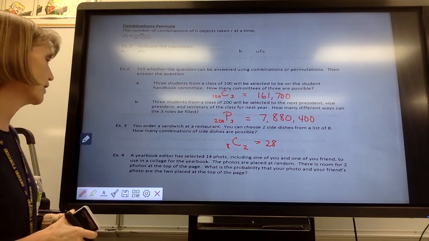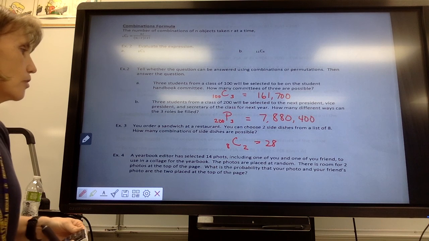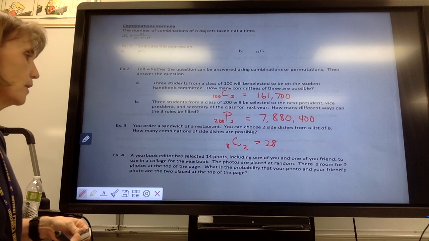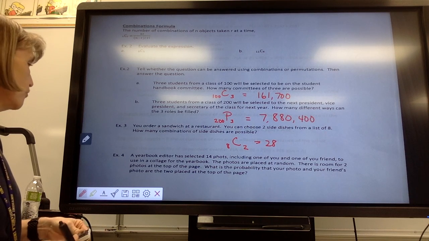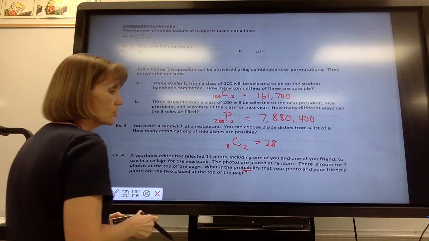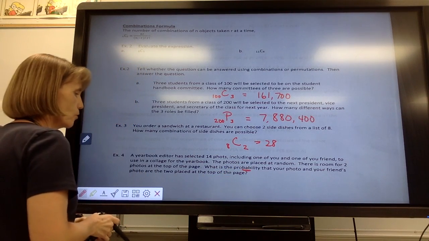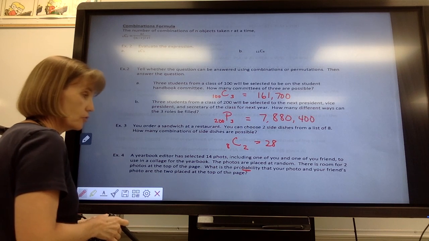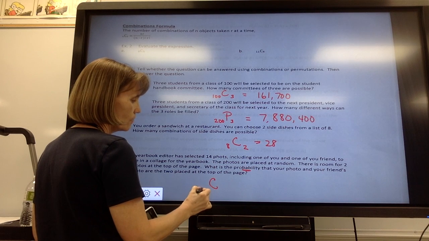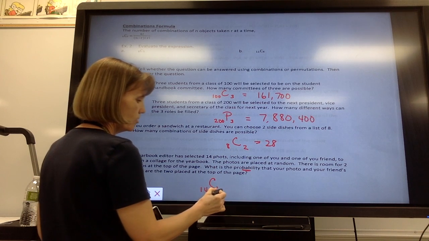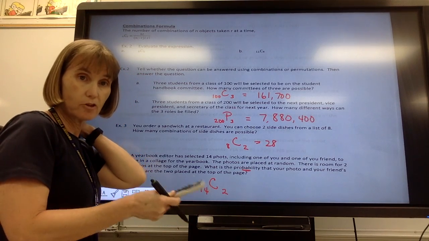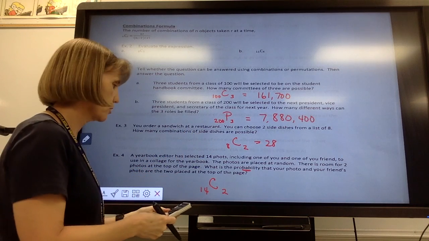Okay, lastly, it says a yearbook editor has selected 14 photos, including one of you and one of your friend, to use in a collage for the yearbook. The photos are placed at random. There's room for 2 photos at the top of the page. What is the probability? Now we're talking about probability here. What is the probability that your photo and your friend's photo are the 2 placed at the top of the page? So how many different combinations would there be if there are 14 photos and you want you and your friend? Now remember, it doesn't matter which one's on the left of the page and which one's on the right. Just you and your friend are somewhere on the page.